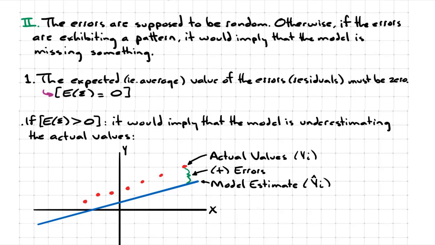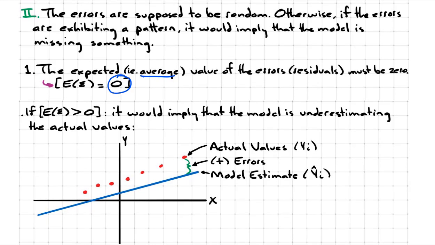Now, let me just elaborate a bit. We're not saying there's going to be 0 errors. That's not what we're saying. We're saying the average of the errors. So there are going to be errors, but if you average them out, some errors will be above the regression, some errors will be below the regression. When you average it out, it'll equal 0.